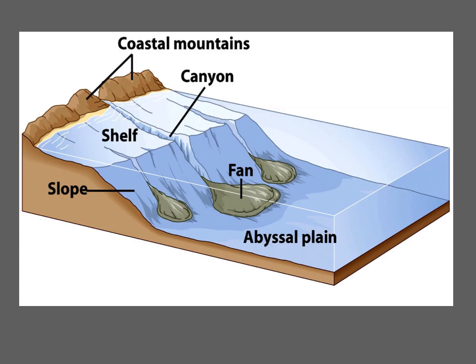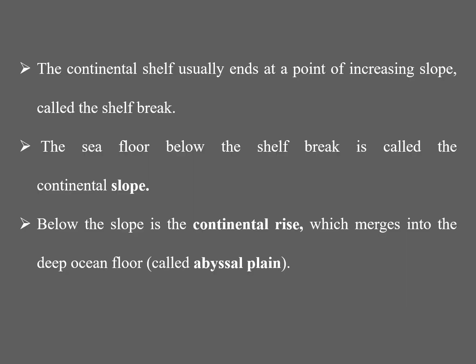This is an image where we can see canyons, and the deposits which are moving along and eroded in the canyons will be formed in a fan-shaped manner. The continental shelf usually ends at a point of increasing slope called the shelf break. The sea floor below the shelf break is called the continental slope.